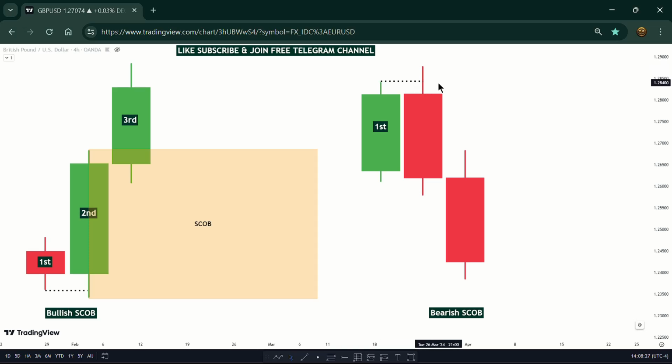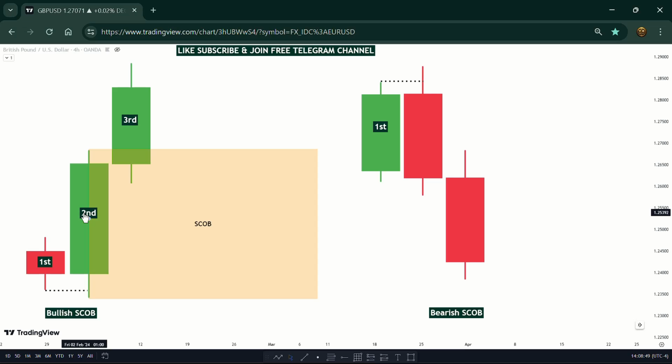Liquidity has been swept here. So this candle swept this previous candle's high. In the bullish scope, we are looking for a candle that's going to sweep the previous candle's low. But here we are looking for a candle to sweep the previous candle's high, and then the body closes below that high. All right, that's a liquidity sweep.